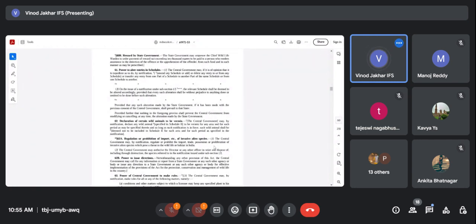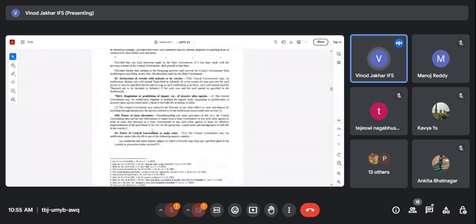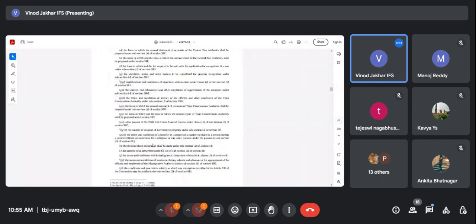Now it has been done. The central government has been given the power by notification, and the central government has come out with a notification. No need to read that notification, only this provision.